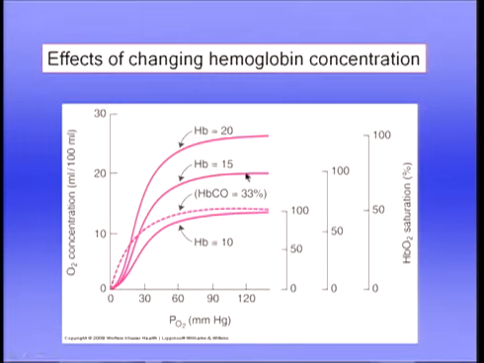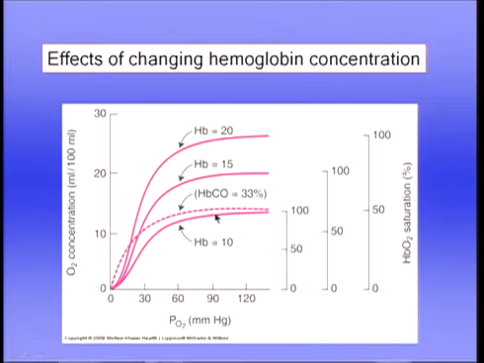Let's take normal blood with a hemoglobin concentration of 15. You can see that at a PO2 of 100, which is around about here, it has a saturation of nearly 100%, and an oxygen concentration of something like 20 mils per deciliter. Now, if we increase the hemoglobin concentration to 20, that's called polycythemia, which happens, for example, at high altitude. Now you can see that for a normal PO2 of 100, the saturation is still 100, but the oxygen concentration is very much greater because of the increased amount of hemoglobin.